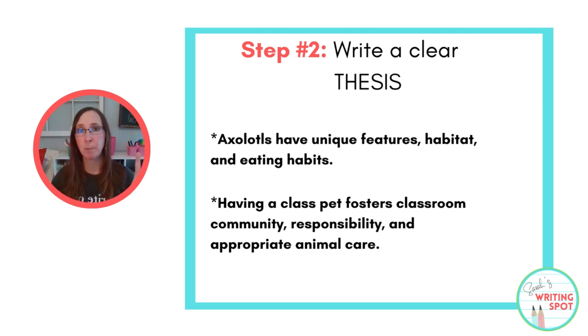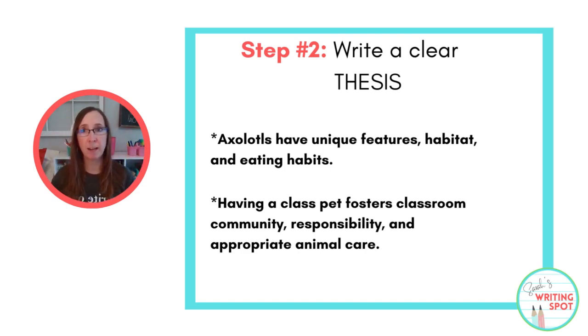So in this first example, our reader knows that the first body paragraph will be about unique features. The second body paragraph will be about the axolotl's habitat. And the third body paragraph will be about an axolotl's eating habits. So it's very clear. This is kind of like the roadmap for what the rest of the essay will be about. So then I have another example: having a class pet fosters classroom community, responsibility, and appropriate animal care.